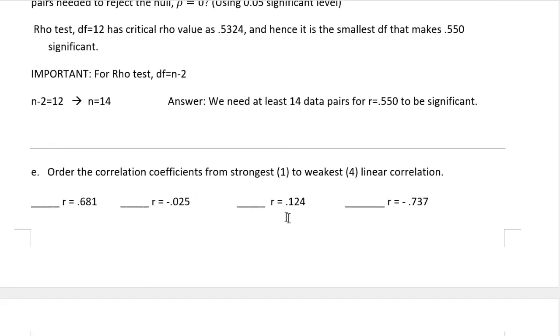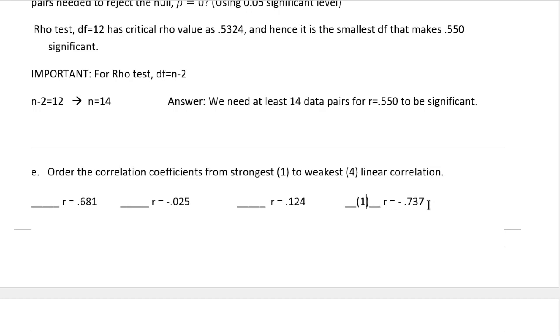All right, part E, this is a really simple question. Order the correlation coefficient from the strongest correlation to the weakest correlation. And it's really the absolute value. If the absolute value is the largest, it has the strongest correlation. So here, 0.737, which is positive, is larger than any of the other absolute values, right? So this would be number 1.